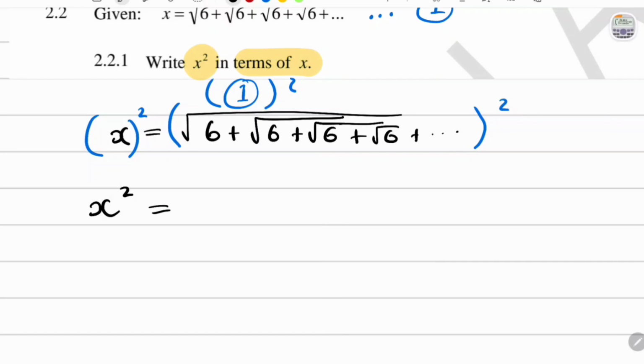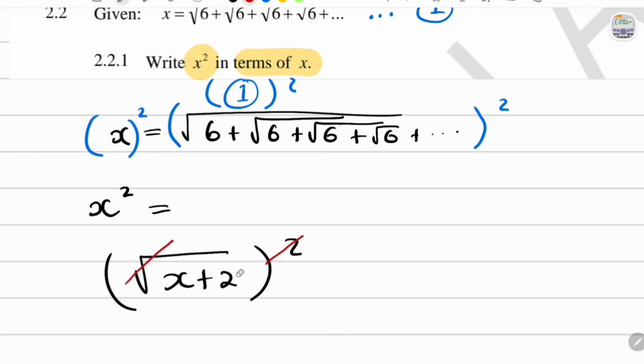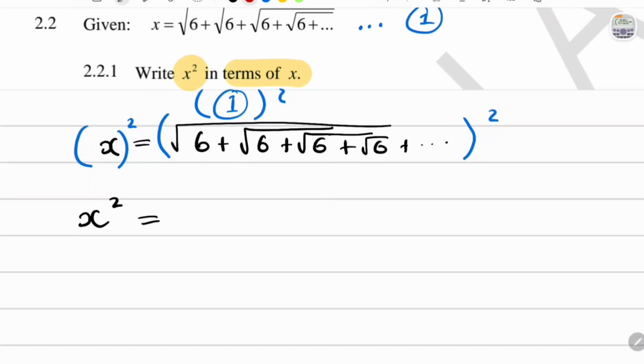To explain big things, you usually have to simplify it, like make a small little example of it. Then you can start understanding how that works. So if you had, for example, the square root of x plus 2, and that was squared, what would happen? Because it's squared, the square root is going to cancel with that squared, and you'd just be left with the x plus 2. That's exactly what's going to happen here.